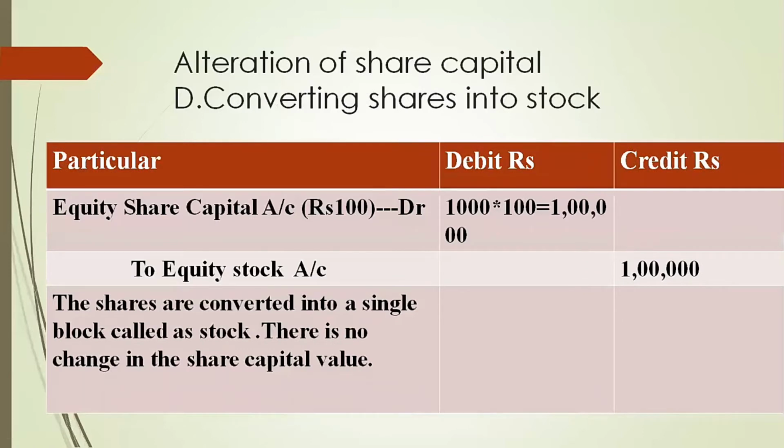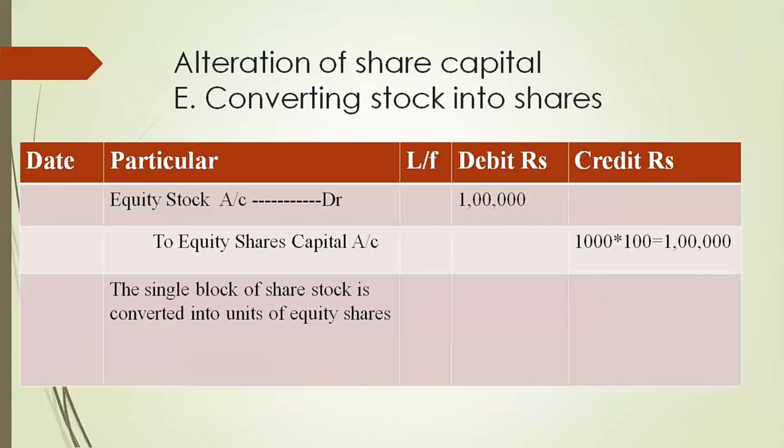Next is converting the shares into stock. Stock means converting the shares into a single block. So 1000 shares of 100 each. The journal entry is equity share capital account debit, 1000 shares of 100 each, 1 lakh rupees, to equity stock account of 1 lakh rupees. The opposite is converting the stock into shares. If there is a block of stock, we convert it into shares. Equity stock account debit 1 lakh rupees to equity share capital account, face value 100 rupees. So 1000 multiplied by 100 is 1 lakh rupees.